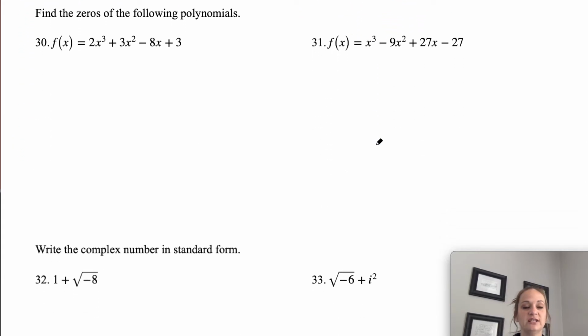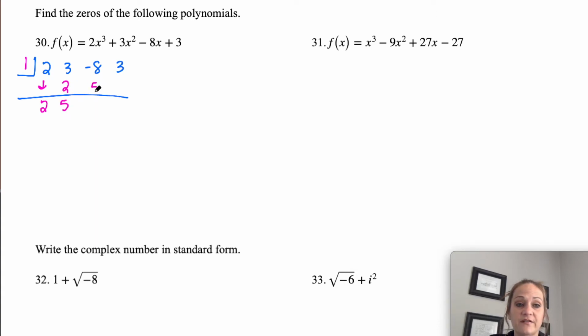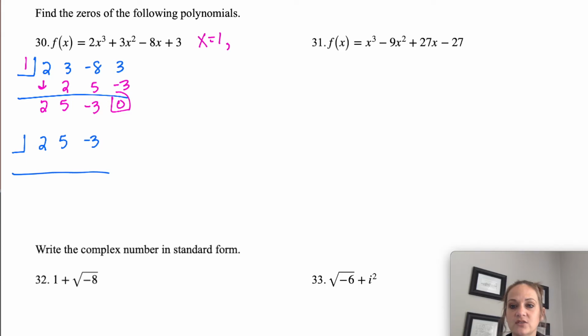Now in this case, we actually need to figure out what should go on the shelf. 2, 3, negative 8, 3. I always love to start with the number 1, so let's actually try it. I bring down the 2, 2, 5, 5, negative 3, and it worked. So we know that 1 is a 0. So I'm going to take what is left, which is 2, 5, and negative 3. And then I could always try a 1 again to see if it works. If I bring down the 2, I will get a 2. I'll get a 7, 7. Nope, that's not going to work.